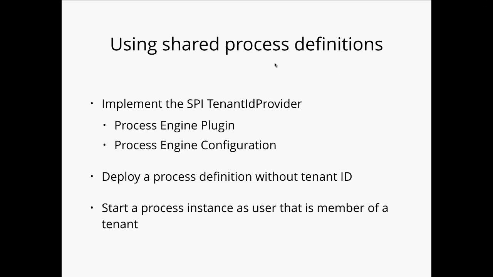And in order to do this, you have to implement the SPI called tenant ID provider, and you can either implement that as a process engine plugin, or as part of your process engine configuration. And after you've done that, you can deploy a process definition without a tenant ID, and then start a process instance as a user that is a member of a specific tenant, and then the process instance will be assigned to the tenant ID.